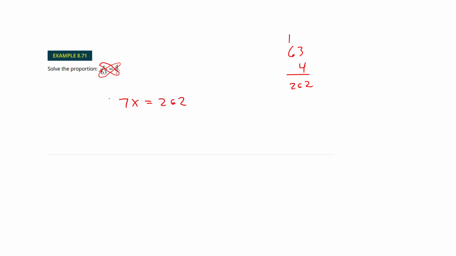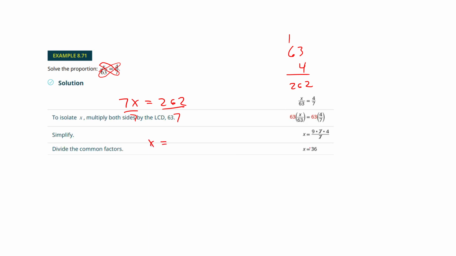Okay, so I have that all set. All I had to do was do my lassos. I'm going to divide both sides by 7. Oh, I don't want to figure that out. They've done it for me. It's going to get 36.